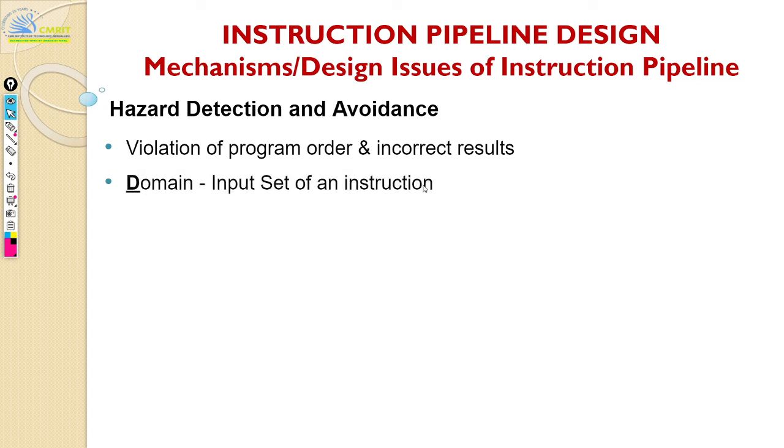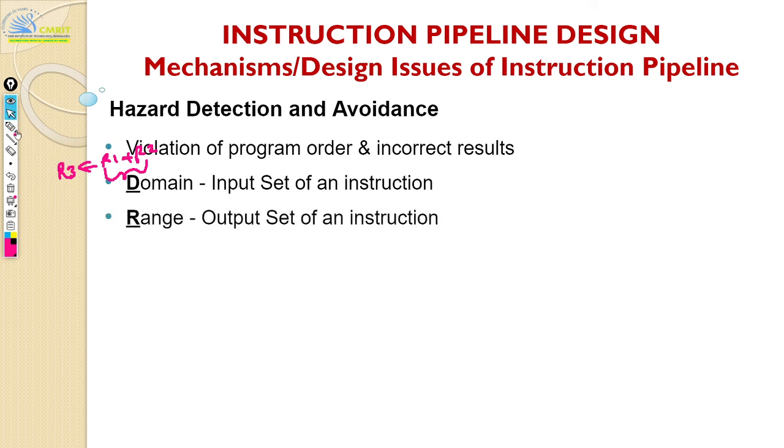Now we will learn a couple of terminologies. One is called a domain. Domain is nothing but the input set of an instruction. Let us say you take an addition instruction, R3 is R1 plus R2. So the inputs, these two, become the domain, and R3 becomes the range. It is the output. So domain and range. I think you would have learned this in your discrete maths or something.